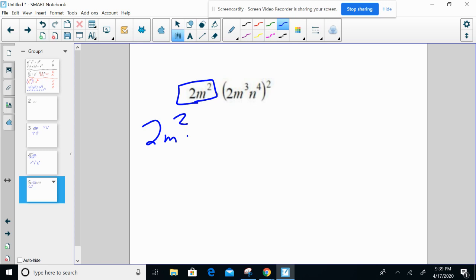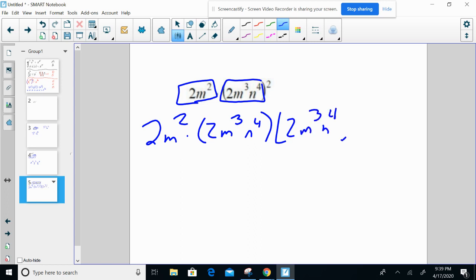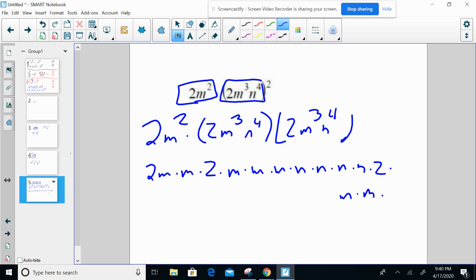Now, how many of each of these parentheses do we have? We have 2 sets. So 2m 3n to the 4, 2m 3n to the 4. And then we could write it out. You got 2m times 2 times m times m times m. Now this is where the shortcut's going to be, or the rule. It's not really a shortcut. You're not cheating anything. But the rule that we came up with that makes it quicker is going to be a lot helpful here, because look at all this. That's a lot going on there.